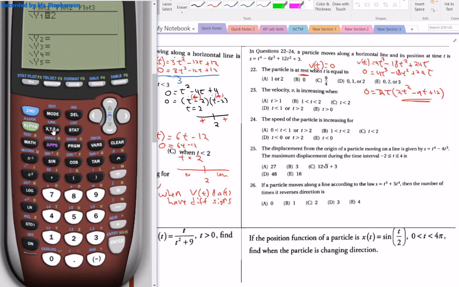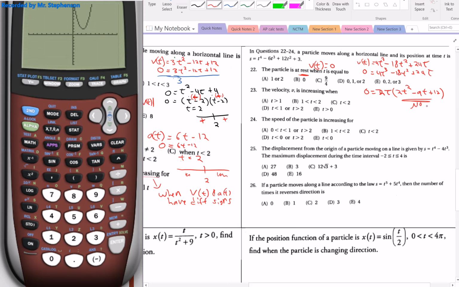If I actually graph that function, 2t squared minus 9t plus 12, you'll notice that there are no x-intercepts, right? It never crosses the x-axis, which is what we're finding here. So this part gives us no solutions, but this part gives me a solution, right? When does that piece equal 0? Well, that equals 0 when t equals 0. So the only place where it's at rest is when t equals 0, right? So the answer choice there is B.